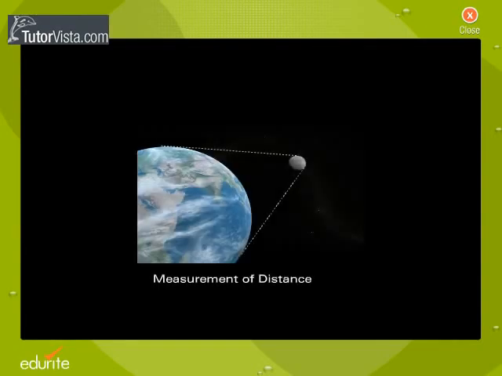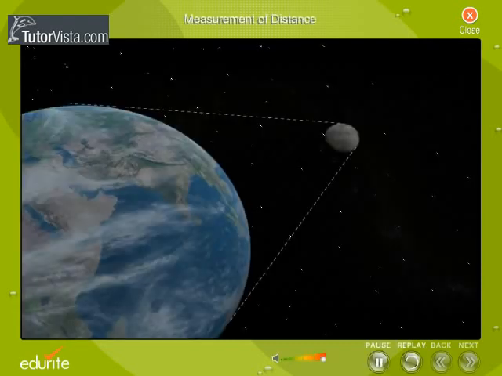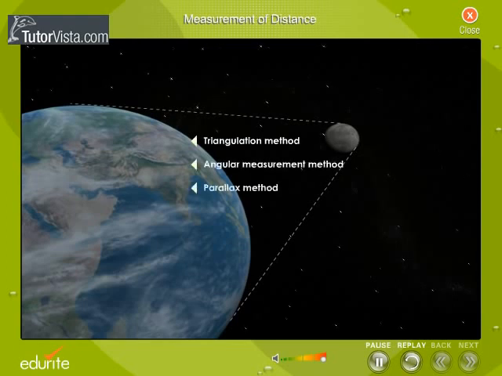Measurement of distance. It is not always possible to measure the distance from any far-off objects by direct measurement. Therefore, indirect methods are used to measure the distances. The most commonly used methods are triangulation method, angular measurement method, parallax method, and reflection method.